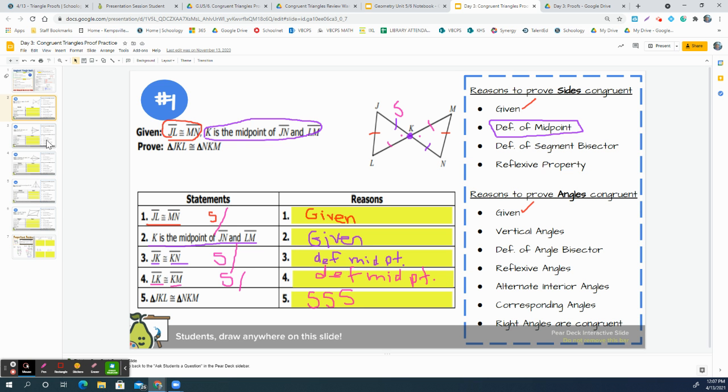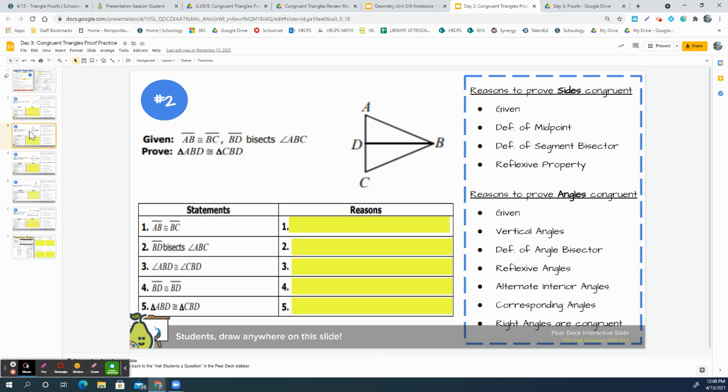Questions? All right, let's go to number 2. Think about it for a minute. What are you going to put next to line number 1 and number 2? Same thing goes both places. What do I put in these yellow boxes for number 1 and number 2? How do I know those? AB equals BC. Because it's given, yeah. Both of those are given.